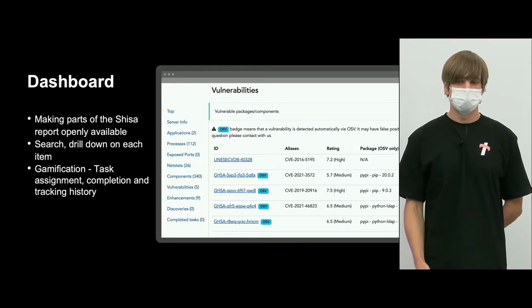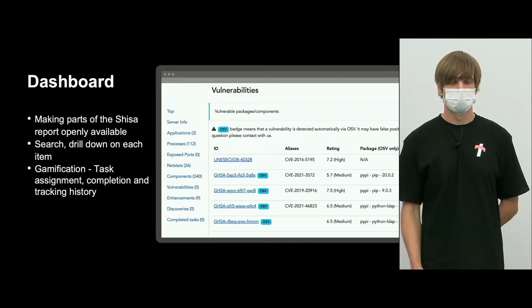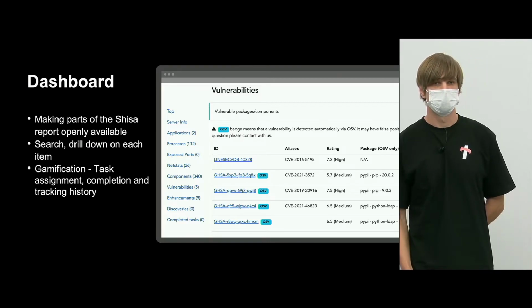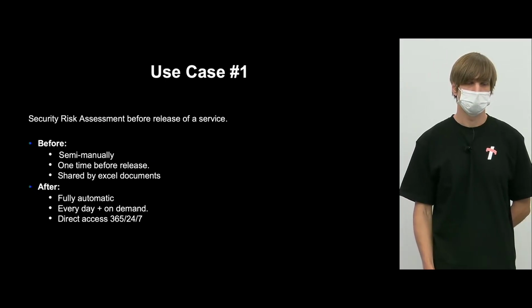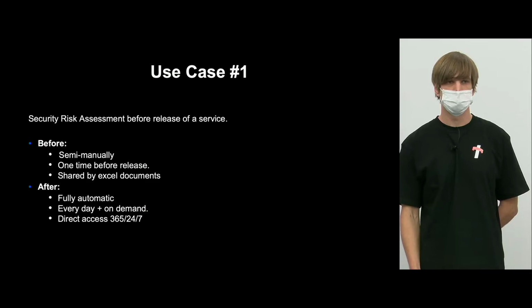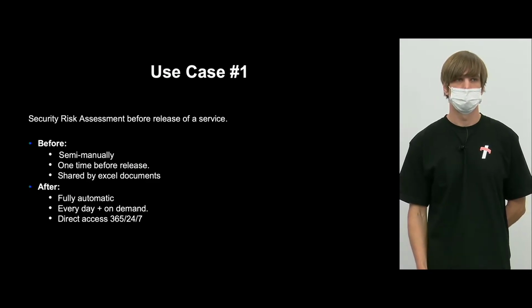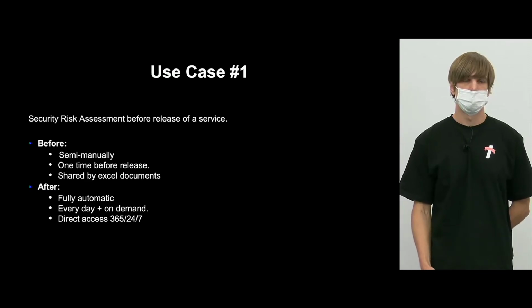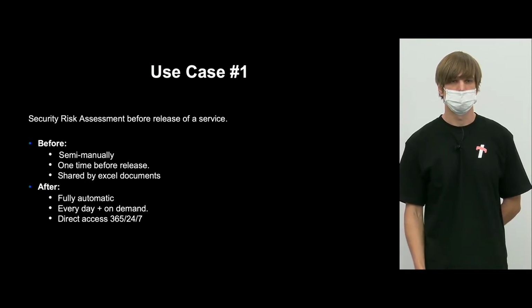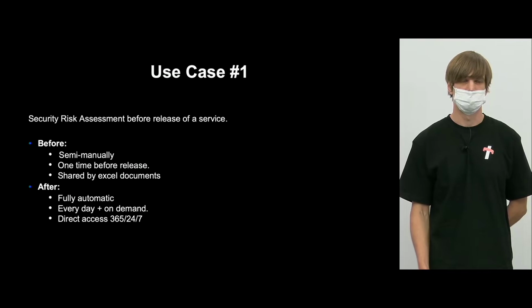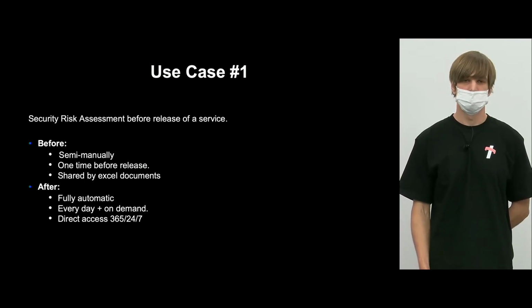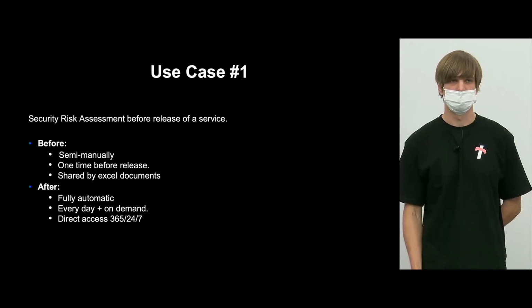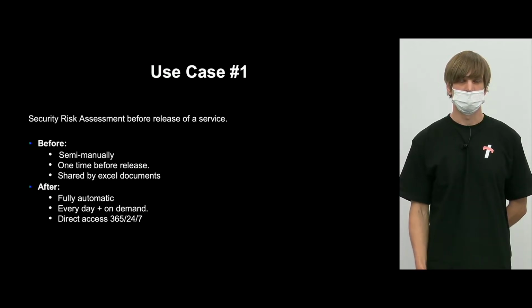So this is all the parts explained. So before wrapping up this session, I would like to talk about 2 use cases in which we use Shisa. So use case 1 is when we release a service at LINE, we always have to go through a security risk assessment. So before Shisa, we were doing this semi-manually, by logging into the server, running a script, and extracting a CSV document, which we then passed on to the developers. And this was basically just done one time before releases. So it lacked a lot of things.